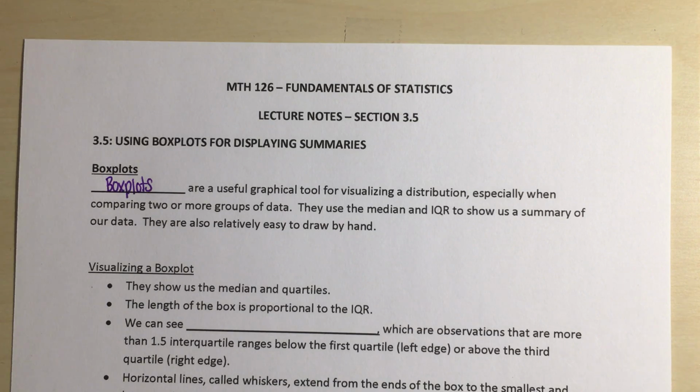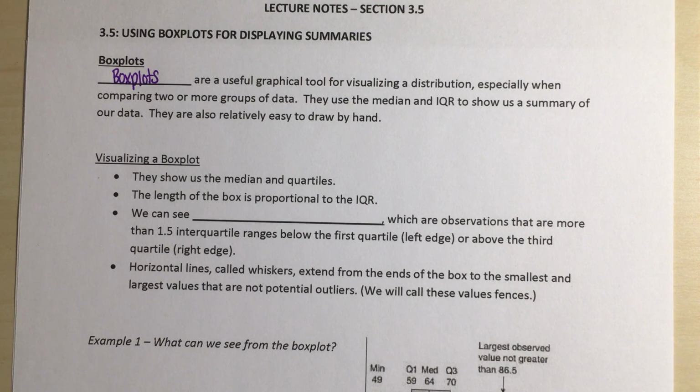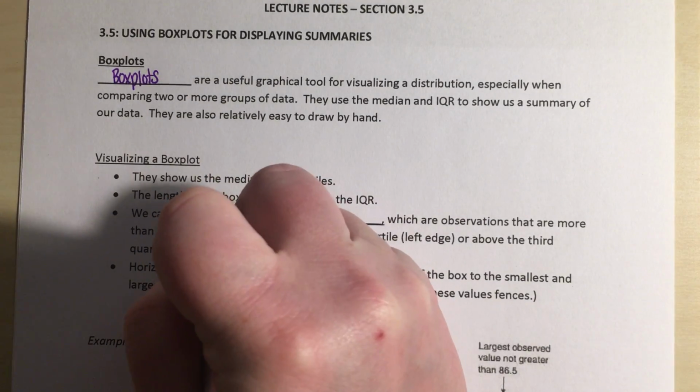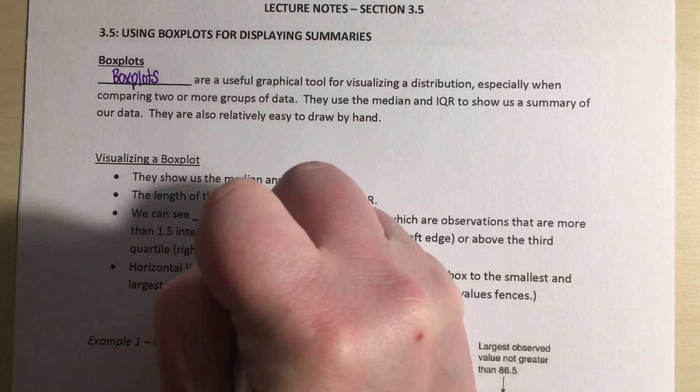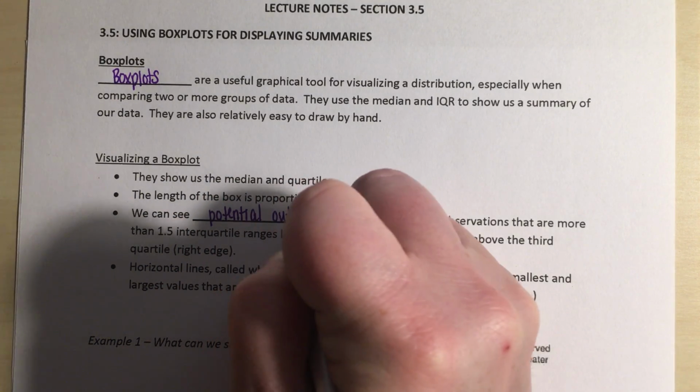Right, so when we're looking at our box plots, there's a list here of some different things that we're going to see. They're going to show us the median and the quartiles. The length of the actual box is going to be proportional to the interquartile range. We're going to be able to see potential outliers, so values that are way outside of our data set.